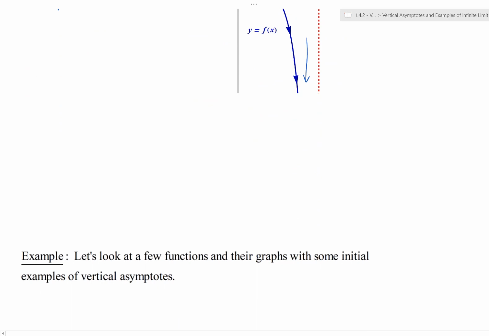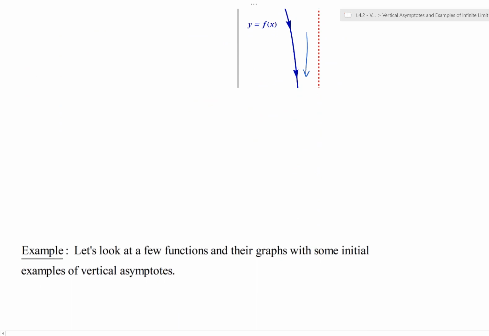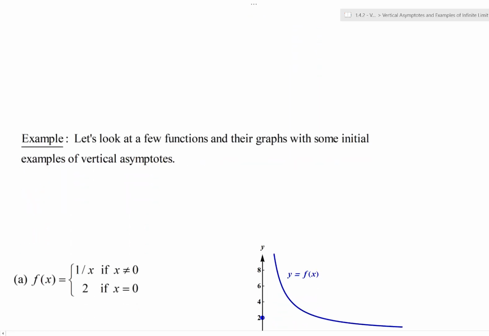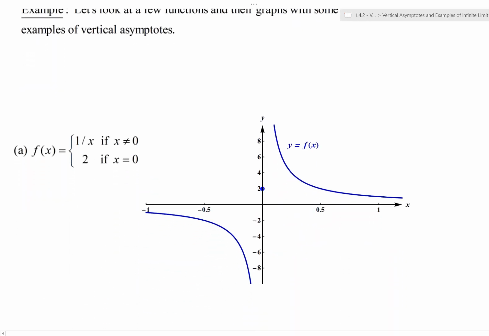Let's look at a few functions and their graphs, with some initial examples on vertical asymptotes. So here is a function. We see the function f of x defined on the left by its rule, and then we have, of course, the graph given to us. What is this function? Well, the first statement is piecewise. If the value of x is non-zero, then the function behaves like the elementary reciprocal function 1 divided by x. And that's where we see basically the graph there.